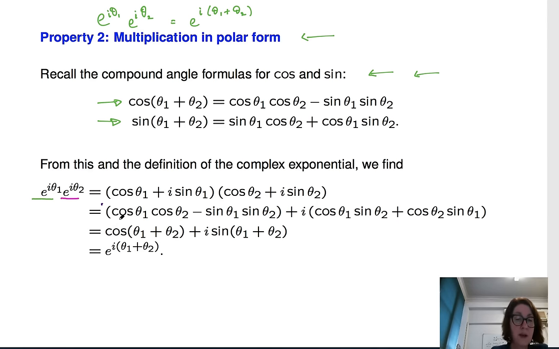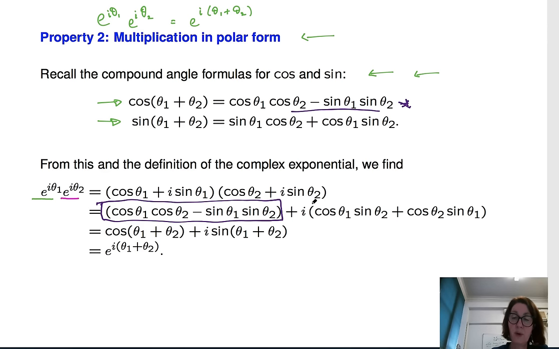Okay, so in this bracket we've got cos theta 1 times cos theta 2 minus sine theta 1 times sine theta 2. And if I go up here and look at my compound angle formulas, you can see that that's just the same as this right hand side of this equation here. So this expression I can write as cos(theta 1 plus theta 2).